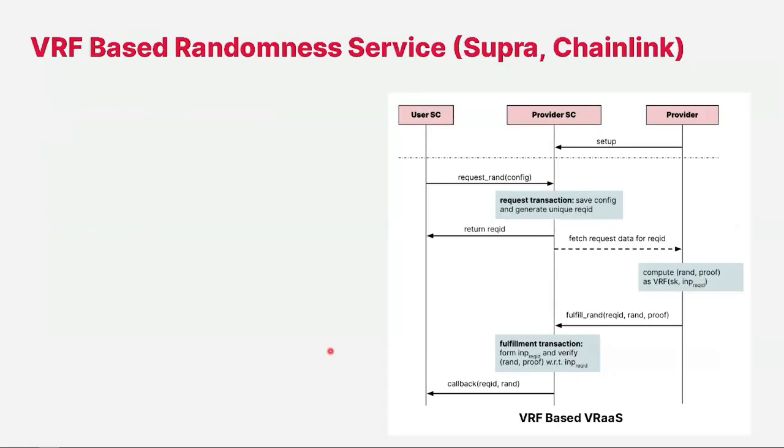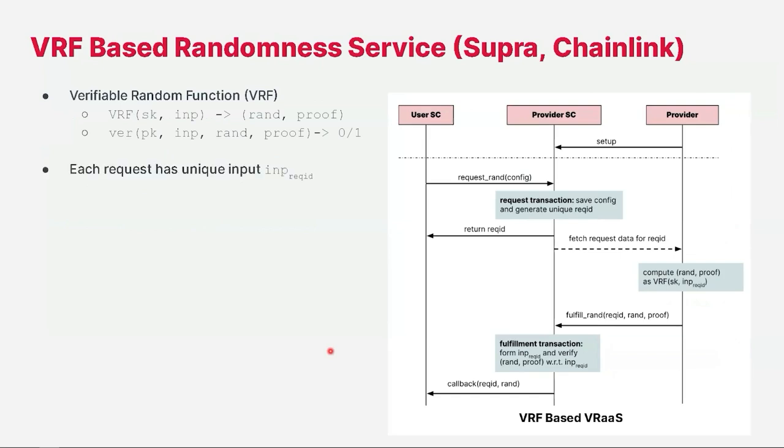We have VRF based. A VRF, a verifiable random function, takes a secret key and an input and provides randomness and a proof of randomness. That's the publicly verifiable randomness we talked about before, and we have the ability to verify that randomness. The key thing here is that each request has to have a unique input. When we make the request transaction, not only do we get a unique request ID, but from the transaction we're able to figure out some unique input.